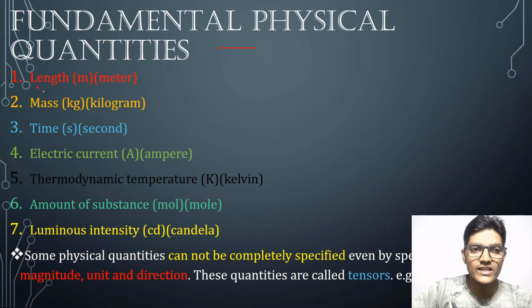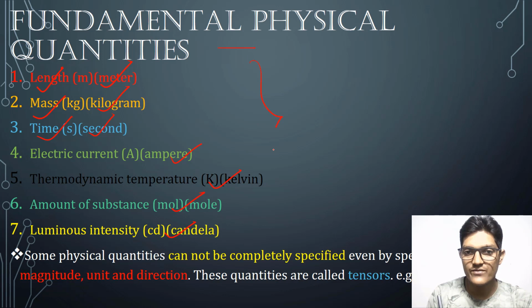The first one is length, and we represent length in meter, mass in kilograms, time in second, electric current in ampere, thermodynamic temperature in Kelvin, amount of substance in mole, luminous intensity in candela.